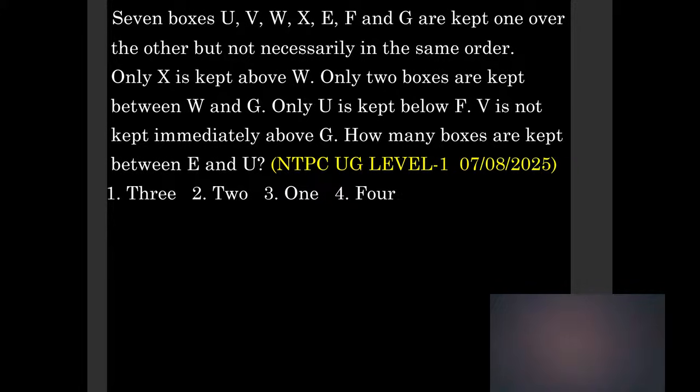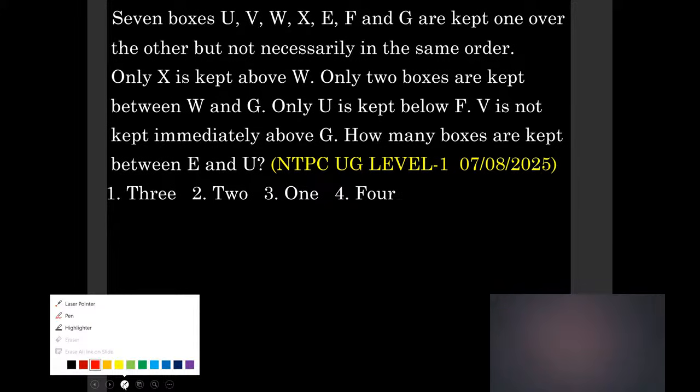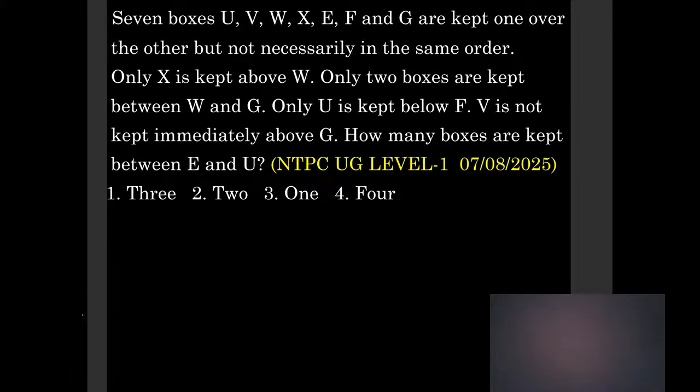Okay, the question given is: there are 7 boxes: U, V, W, X, E, F, and G. Those are kept one over the other, but not necessarily in the same order. Now the question says that only X is kept above W.